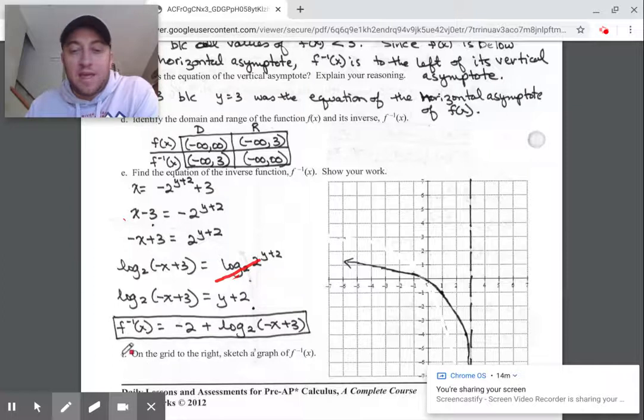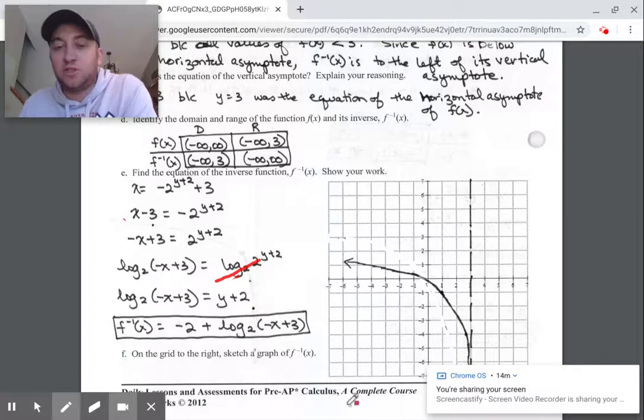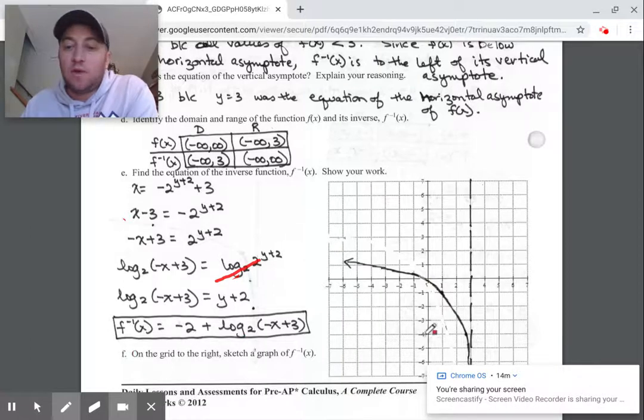And then F says to graph. So draw the vertical asymptote, and then just switch all the domain and range, all of those ordered pairs in your table, and then you have the graph of your inverse.